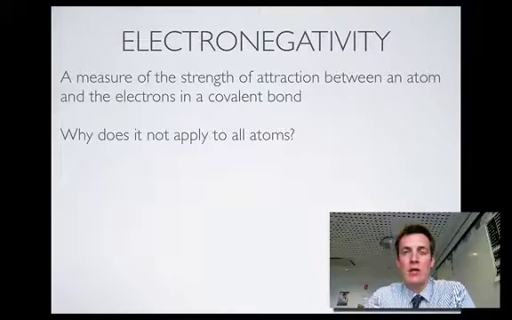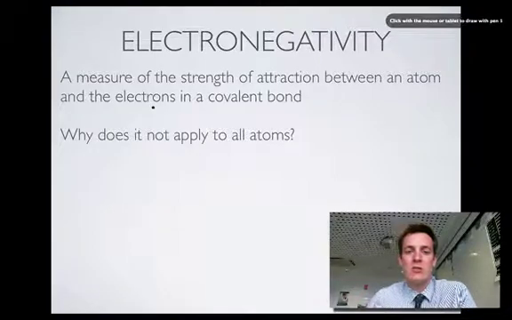Electronegativity, a long word for not a particularly difficult concept. It's an important definition to understand because then you can understand better why some atoms don't have electronegativity values. Electronegativity is a measure of the strength of attraction between an atom and the electrons in a covalent bond that involve that atom. Now why does it not apply to all atoms?